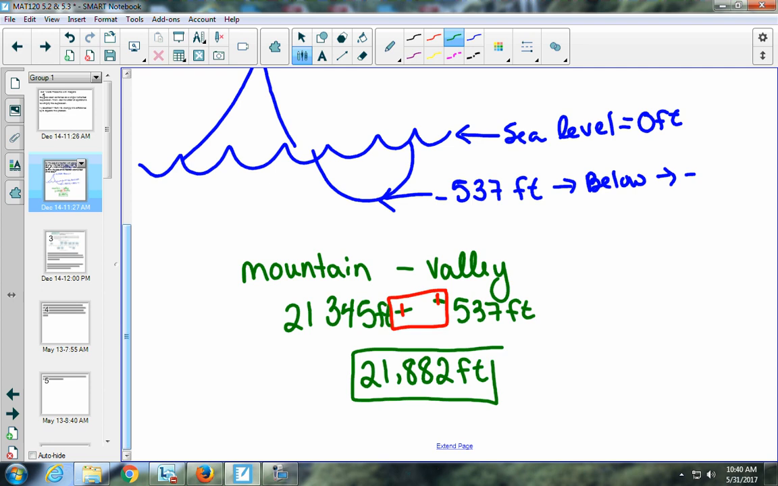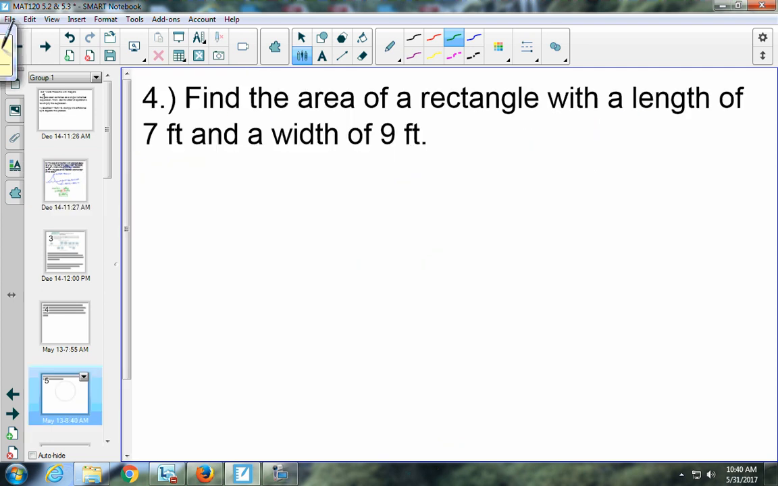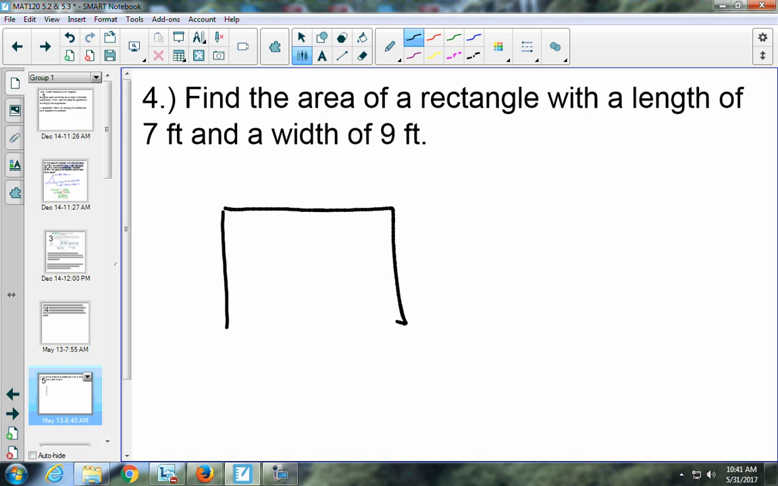We're going to skip ahead to example 4, which says, find the area of a rectangle with a length of 7 feet and a width of 9 feet. So same thing, I'm going to start by drawing a picture. And they tell us that it's a rectangle, so I'll draw a rectangle. And they tell us two things about this rectangle, that it has a length of 7 feet and a width of 9 feet. So I'll label 7 feet and 9 feet.